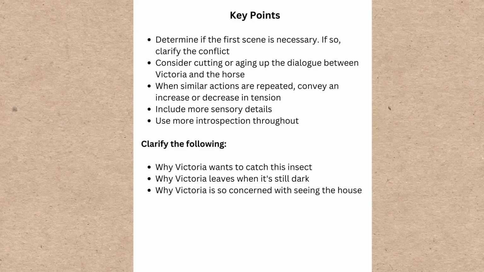Clarify the following. Why Victoria wants to catch this insect. What will she gain by doing so? What will she lose if she fails? Why Victoria leaves when it's still dark. Are the bugs only out in the morning? Will her father punish her if he catches her? Why Victoria is so concerned with seeing the house. Is this a rule? Is she just afraid of the dark? Are the woods inherently dangerous?